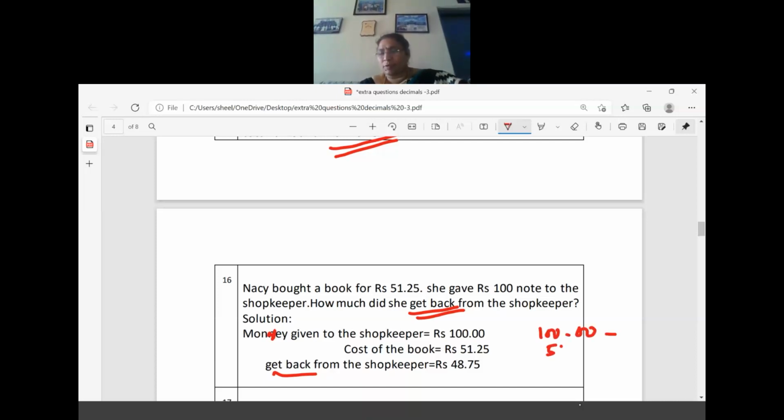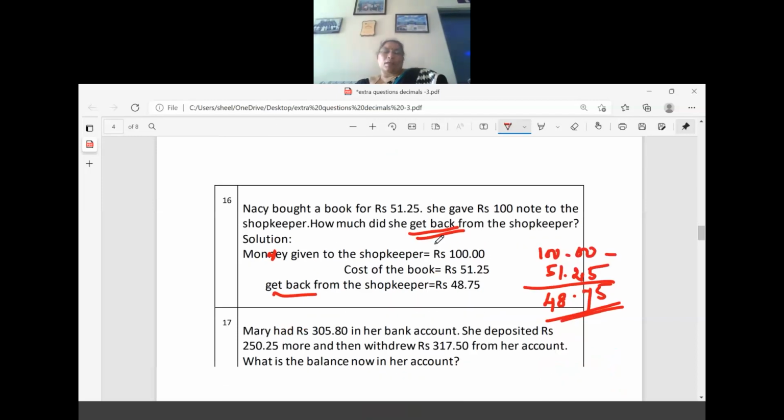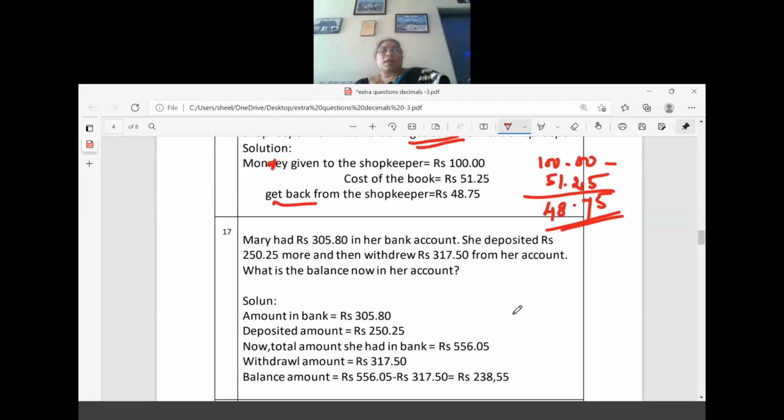100.00 minus 51.25. So 5 plus 5, 10, balance 1. 3 plus 7, 10, balance 1 again. Before that we should put the decimal. 2 plus 8, 10, balance 1. 6 plus 4, so what is the amount we will get? 48.75.